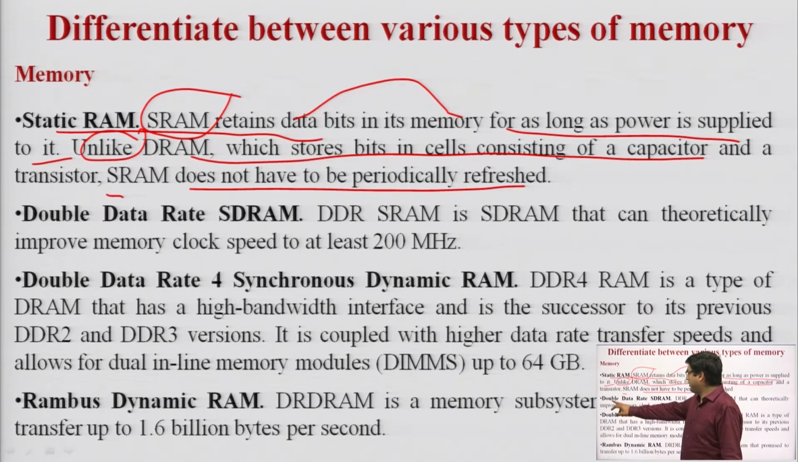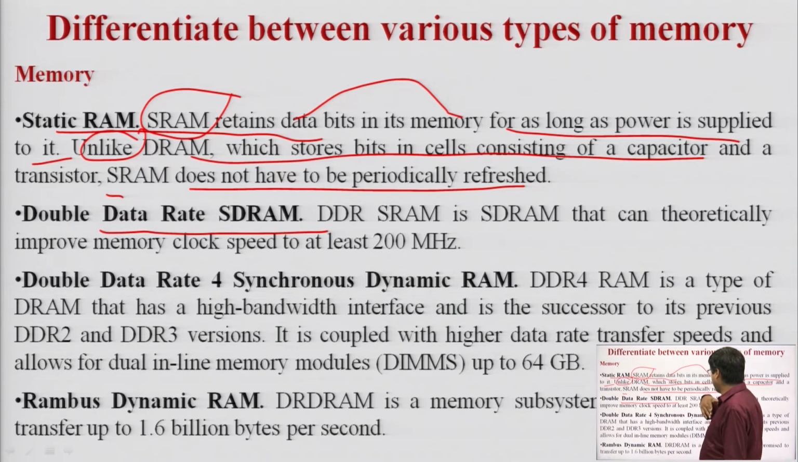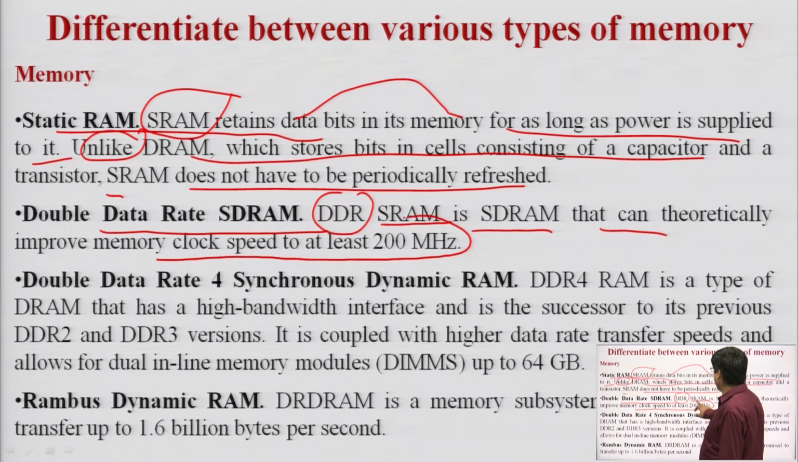After that, we have another type of memory, SDRAM, the double data rate SDRAM. As the name implies, the data rate will be double. So, it is basically called DDR SDRAM. In today's laptop devices, you can see DDR RAM. It is SDRAM that can theoretically improve memory clock speed to at least 200 megahertz. So, our execution rate is faster as compared to simple SD memory, SRAM or dynamic RAM.